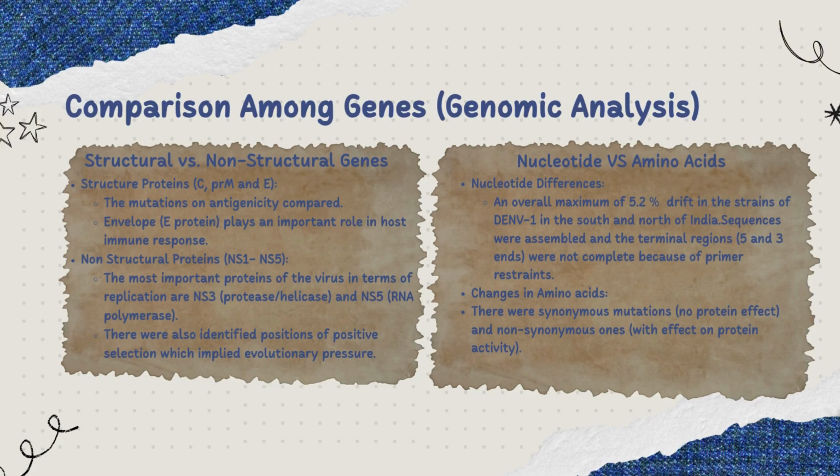First, the structural proteins, which are capsid, pre-membrane, and envelope. Mutations in these proteins were analyzed for their impact on antigenicity, the virus's ability to be recognized by the immune system. The E protein is especially important. It's the virus's key to entering host cells and the primary target of antibodies. Changes here can influence how well our immune system fights the virus.